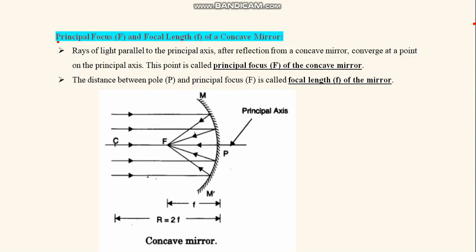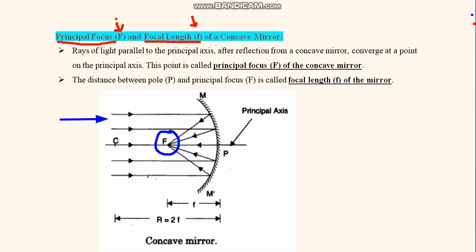Next, let us discuss the principal focus and focal length of a concave mirror. Note that the principal focus is represented by capital F and the focal length is represented by small f. As you can see in this diagram, you are given a concave mirror. These are the rays parallel to the principal axis which fall on the mirror. After reflection from the mirror, these rays converge at a point and this point is called principal focus. This point lies on the principal axis of the mirror.